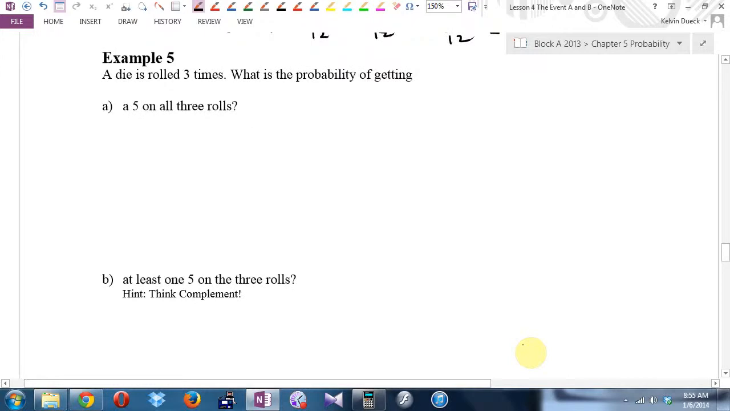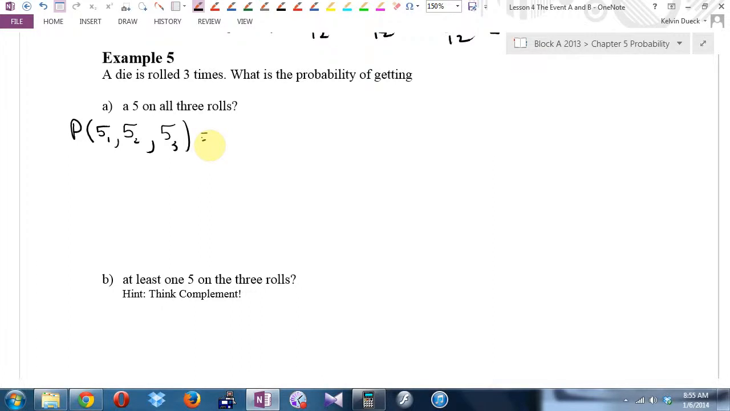Example 5. A die is rolled 3 times. What's the probability of getting a 5 on all 3 rolls? 3 5s in a row. Well, if I wanted to write that, I think we're saying this. What's the probability of getting a 5 on the first and a 5 on the second and a 5 on the third? Right? 5, 1, 5, 2, 5, 3. You can come up with your own notation, but Caitlin, try and be clear so that when you look later on, you know what the heck each thing stands for.